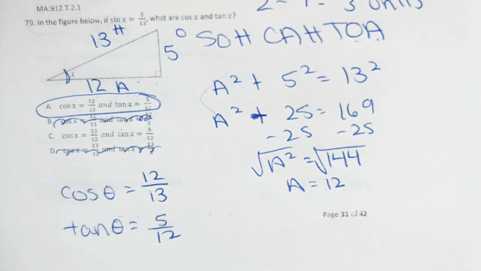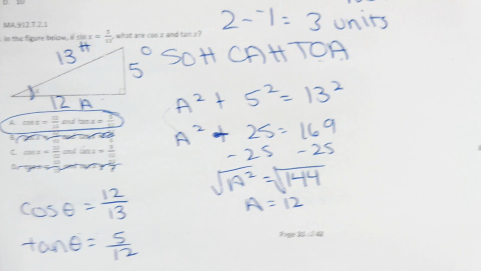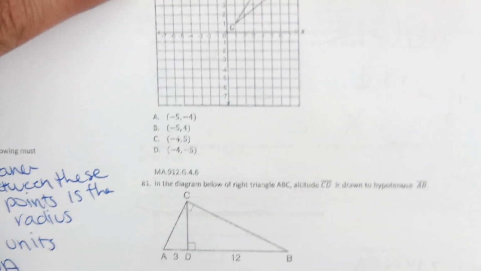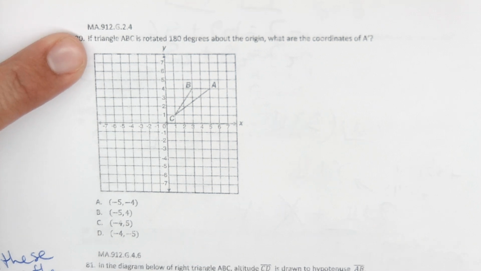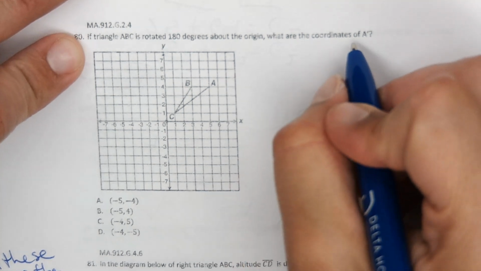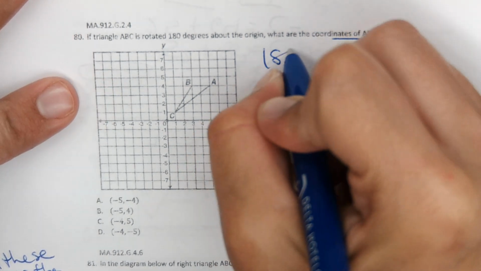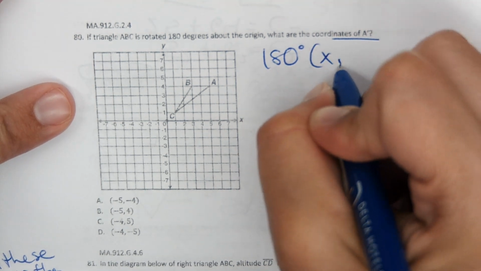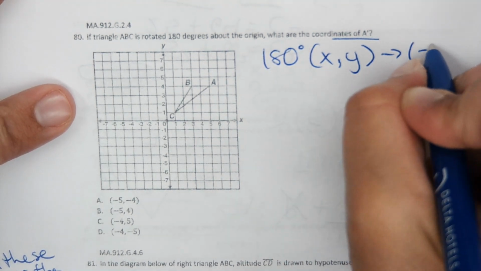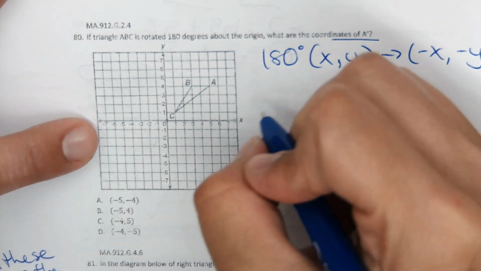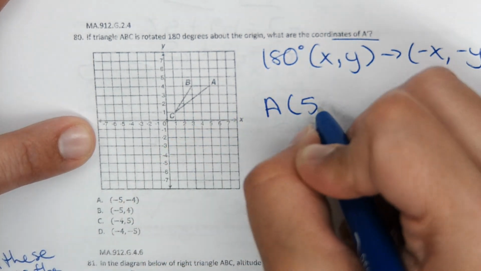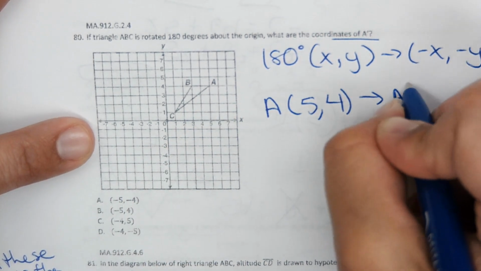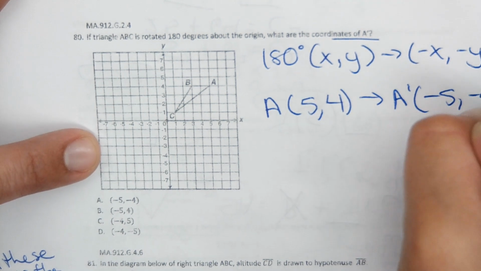Three more. Almost there. Ready? Okay, over here, triangle ABC is rotated 180 degrees about the origin. What are the coordinates of A prime? For a 180-degree rotation, x, y becomes negative x, negative y. So for point A, which is at 5, 4, A prime would then be at negative 5, negative 4.